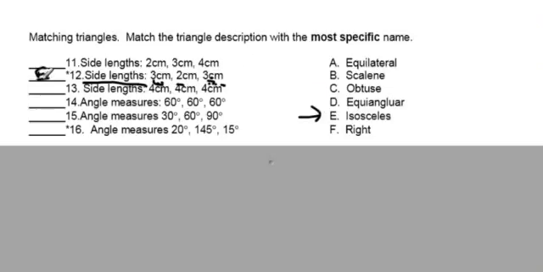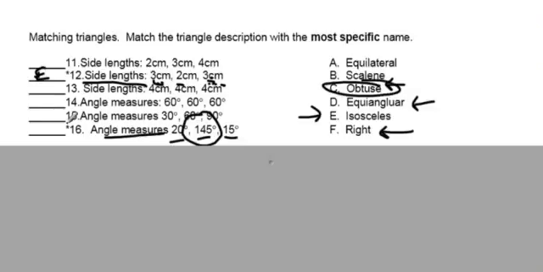Number 16, when you have angle measures of 20, 145, and 15, well, obtuse, equal angular, and right are the only ones that allow us to name a triangle by its angles. And if you notice, we have one angle here, 145, that's greater than 90. So that means it's obtuse. If a triangle has an angle greater than 90, it's obtuse.